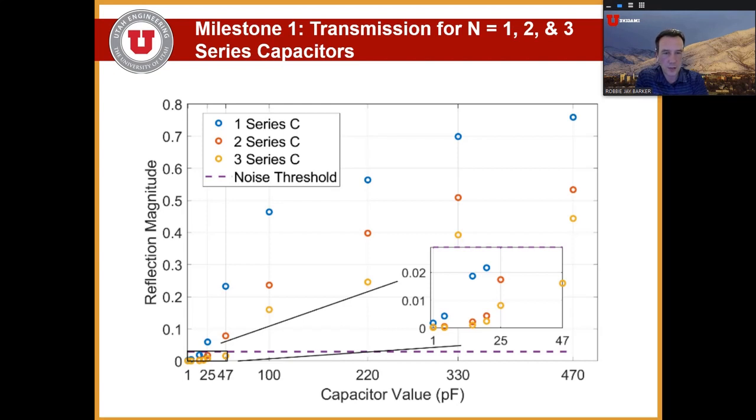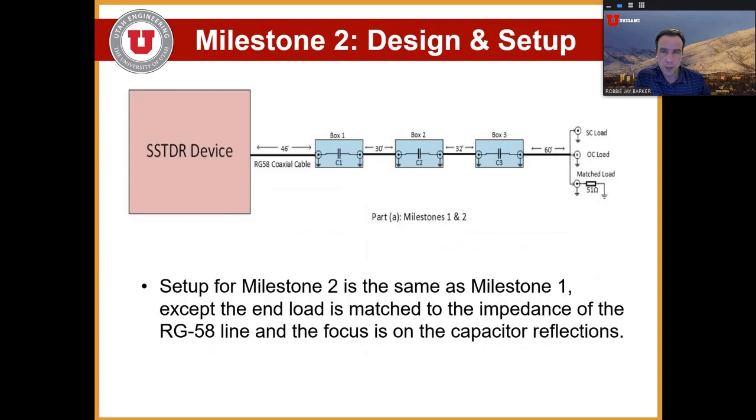As you can see in the zoomed in part of the figure here, a lot of the lower value capacitors showed the same sort of trend, but we can't really rely on this under the noise floor, which was determined through Evan Benoit's research. But it was interesting to see that it still followed a similar trend. What we wanted to get to with that was to see if we could use a method called dictionary matching to effectively measure impedance responses from the SSTDR reflection. We also wanted to do that with multiple series connected capacitors.